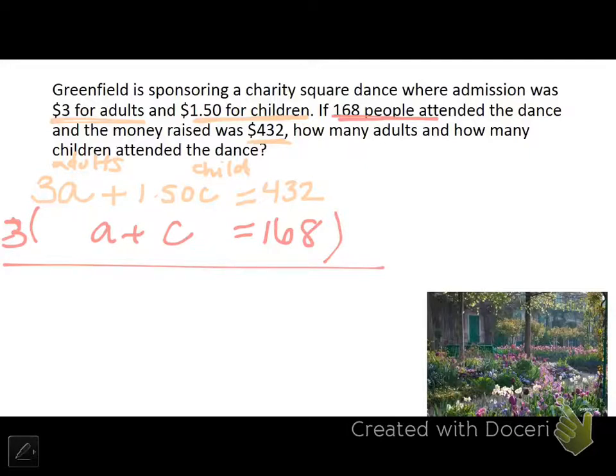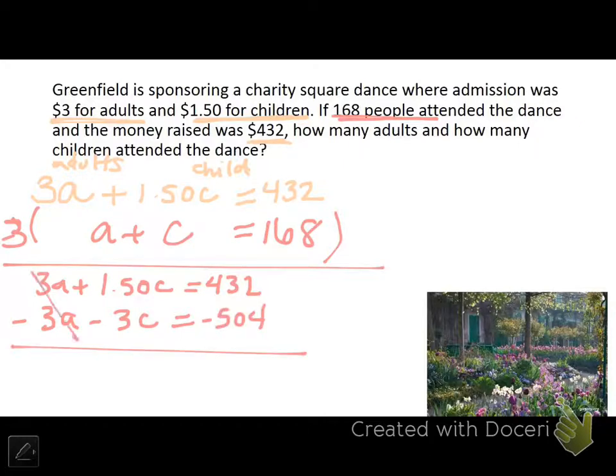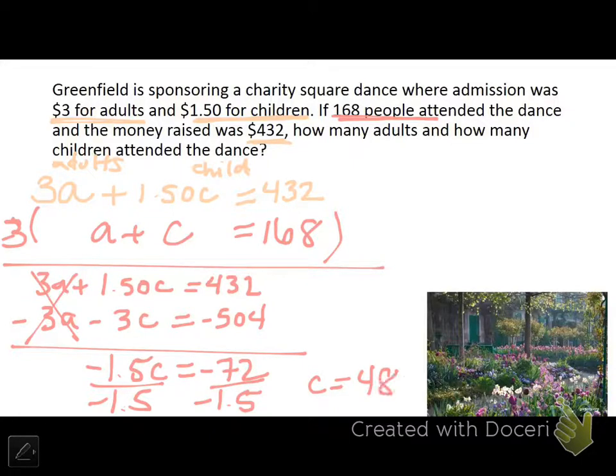So then I would get -3A minus 3C is equal to -504. Add down, so our A's cancel. So 1.50 plus -3 is -1.50C. 432 plus -504 is -72. Divide both sides by -1.5. C should be 48. So there should be 48 children.